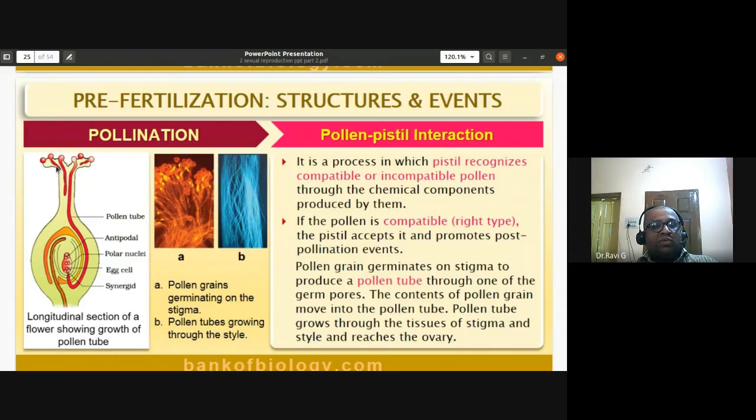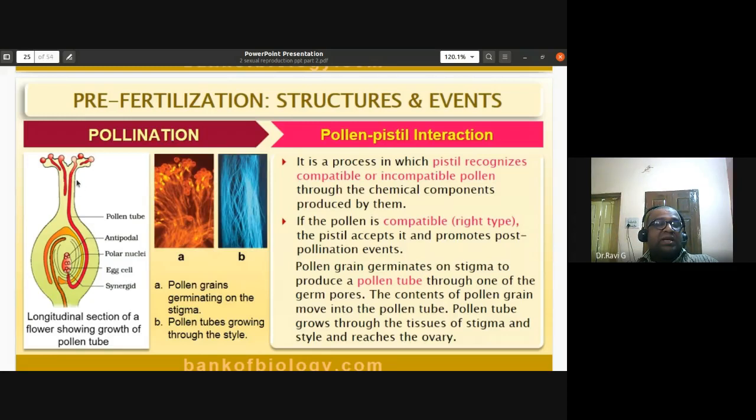If it is a two-celled pollen grain, they'll have vegetative nucleus, vegetative cytoplasm, and generative cell. If it is a three-celled pollen grain, they'll have vegetative nucleus, vegetative cytoplasm, and two gametes or sperm cells. So the contents of the pollen grain move into the pollen tube. The pollen tube grows through the tissues of stigma and style and reaches the ovary.